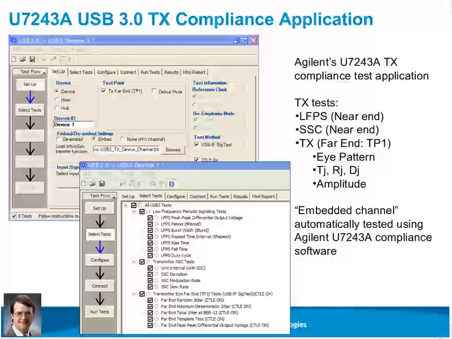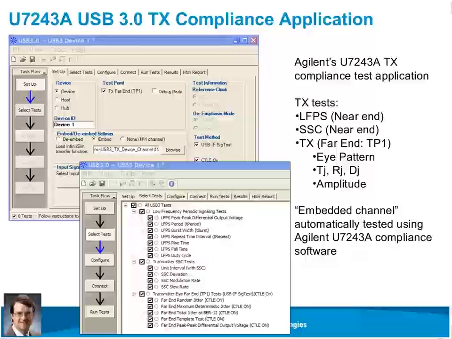So I mentioned transmitter testing for 3.0 compliance testing. This is performed with the Agilent U7243A transmitter compliance test application. This automates all the required tests for transmitter compliance and verification of USB 3.0 products, hosts, devices, and hubs. I mentioned it's tested at the far end, and we achieve that in the application through an embedding channel function where we emulate a channel loss topology defined by Intel and measured with a network analyzer to create the loss profile of that channel that we apply to the measured waveform directly at the output of the transmitter.